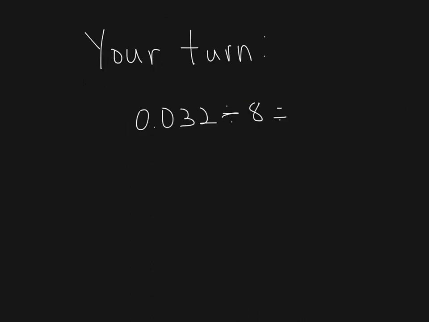Now it's your turn. You're going to divide 32 thousandths by 8. You can use the place value chart. You can use the standard algorithm and name the units and not worry about the decimal place until the end. Or if you feel confident that you can do okay using the standard algorithm with the decimals in place, you can give that a try too.